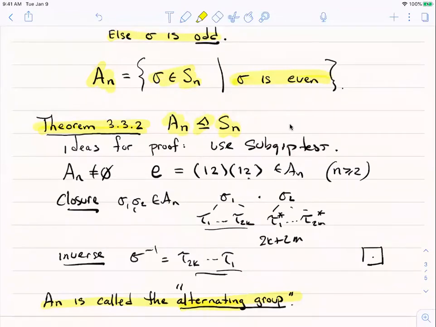Subgroup. Maybe I'll ask you just a question out loud. This is not in my script, but it's occurring to me. I wonder if the set of odd permutations is a subgroup. Maybe you're wondering the same thing.